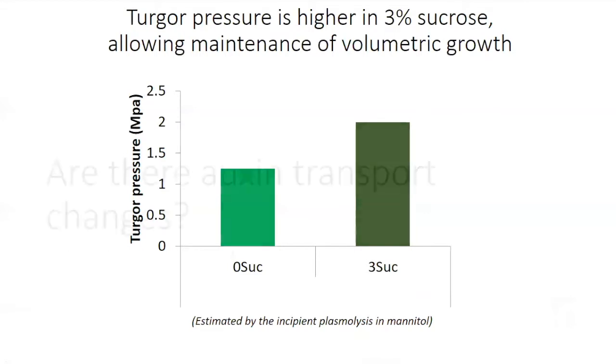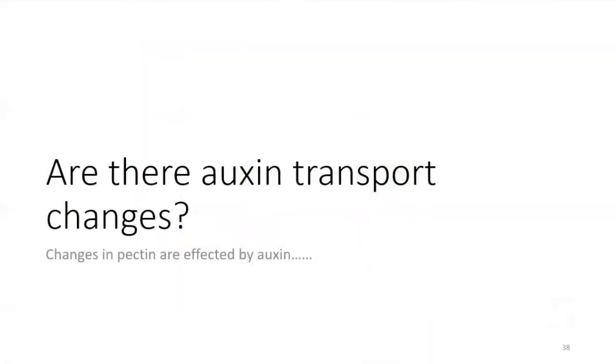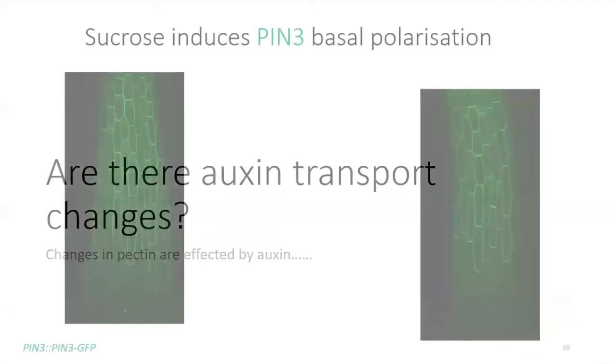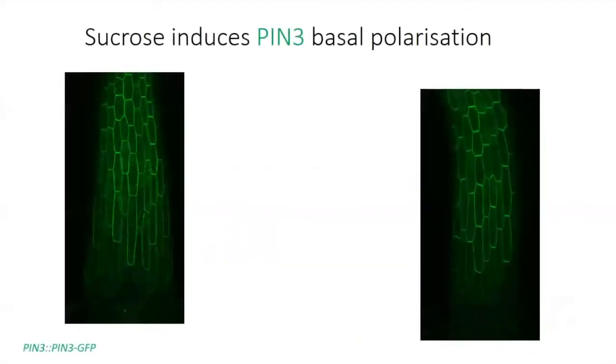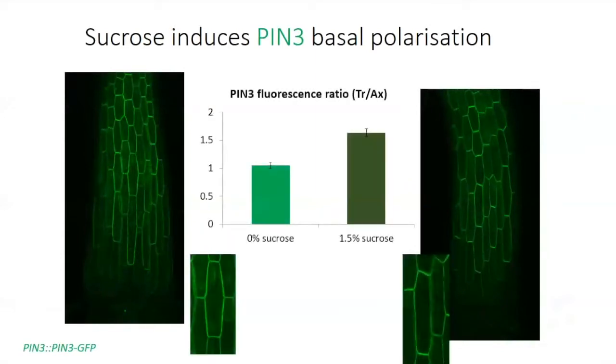So maybe you're interested in auxin because it's plants. And we know that changes in pectin can be affected by auxin. So we're looking a little bit at auxin transporters, and this is an example of PIN3. So these are auxin efflux carriers, and so they can change the direction of auxin flow depending on their polarity. And so in the 0% sucrose case, what we get is something that's sort of not very polar at all. It's sort of around the whole cell. But maybe here you can see it's a little bit stronger signal on the transverse walls. And we've done a bit of quantification here.